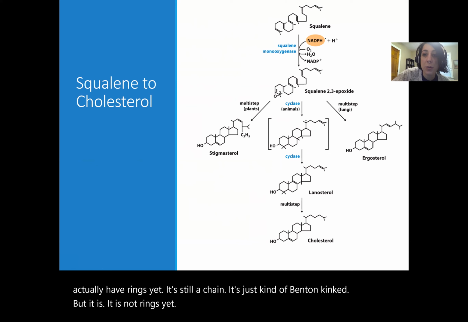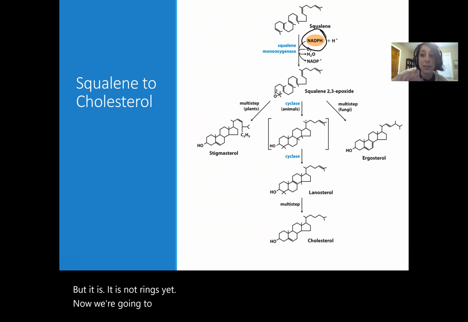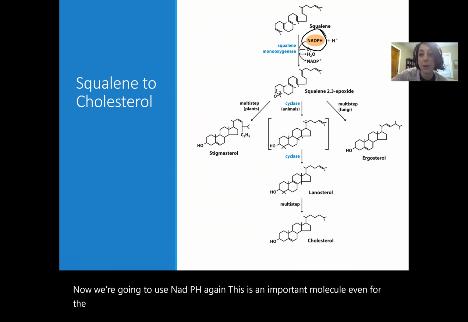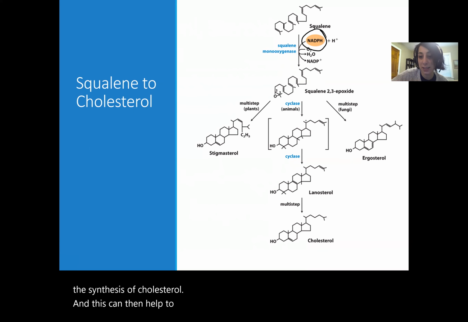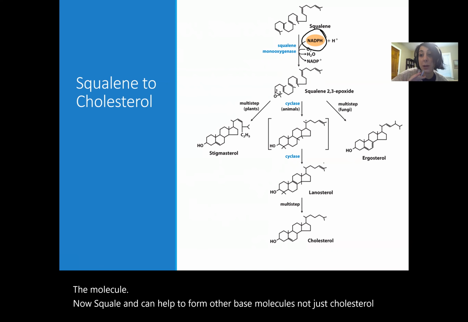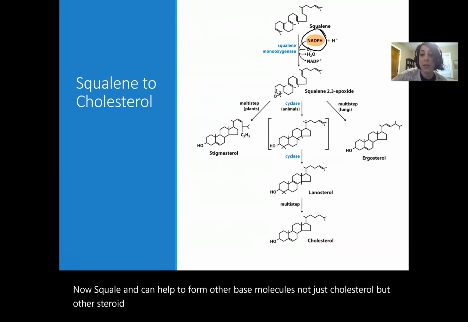Now we're going to use NADPH again. This is an important molecule even for the synthesis of cholesterol. And this can then help to start cyclizing the molecule. Now, squalene can help to form other base molecules, not just cholesterol, but other steroid-based molecules that can be used in other types of organisms.